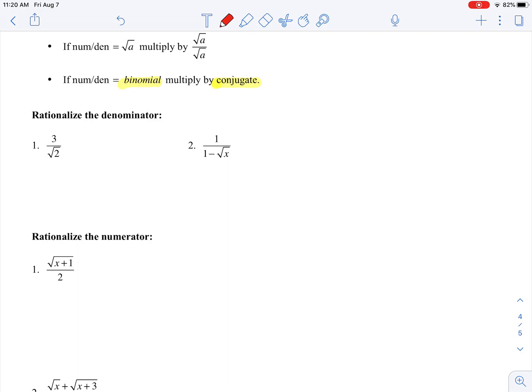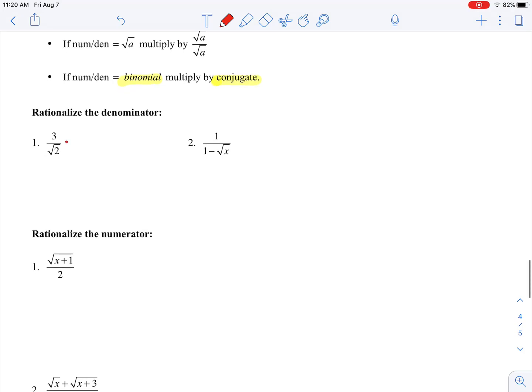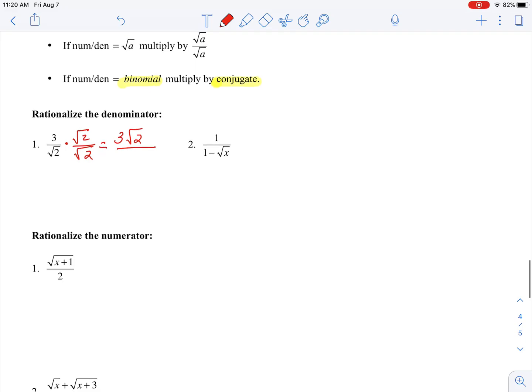So in the first 2 examples, we're going to rationalize the denominator. When I say rationalize the denominator, it means I want to get the radical sign out of the denominator. In order to do that, I see I have a radical 2 there, so I multiply by radical 2 over radical 2. And I get 3 rad 2. Rad 2 times rad 2 is square root of 4, or just plain old 2. That's what we mean by rationalize the denominator. We're making the denominator not have a radical sign.